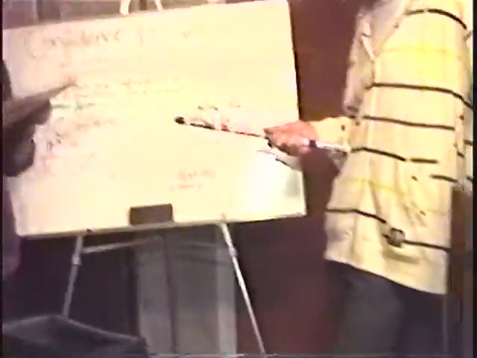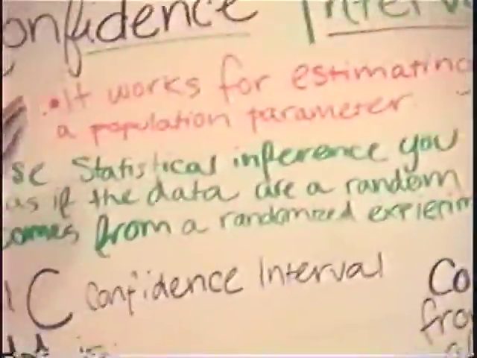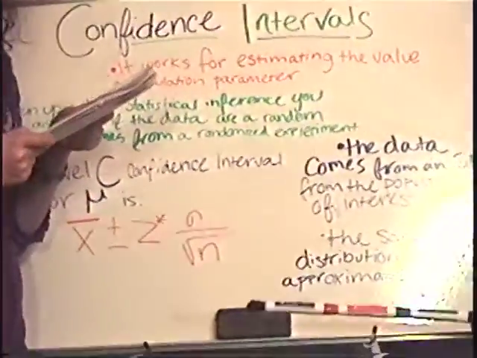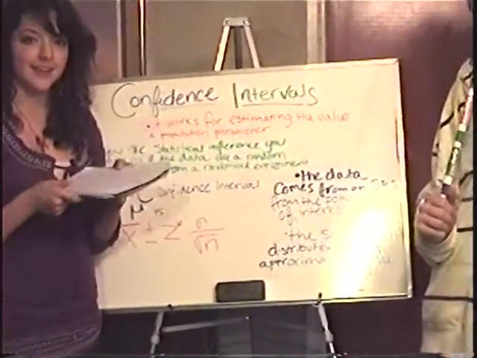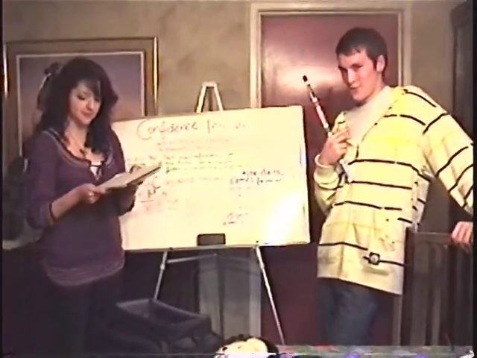Confidence interval. A level C confidence interval for a parameter has two parts. An interval calculated from the data, usually of the form estimate plus or minus the margin of error, and a confidence level C, which gives the probability that the interval will capture the true parameter value in repeated samples.